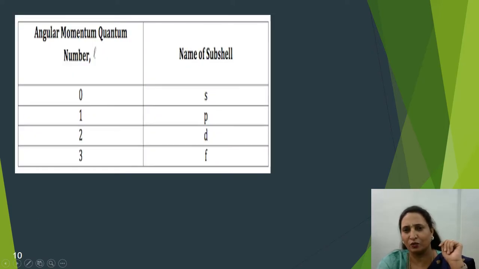So this table gives a clear-cut idea. When the l value is 0, the subshell is s. When the l value is 1, it is p. When the l value is 2, it is d. When it is 3, it is f. So from the azimuthal quantum number, that is the l value, you can identify which orbital it will be, whether it is s, p, d or f.